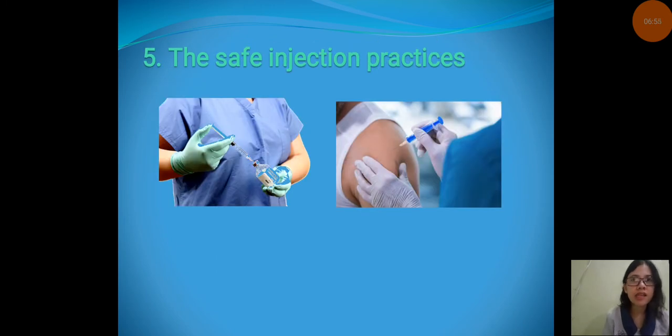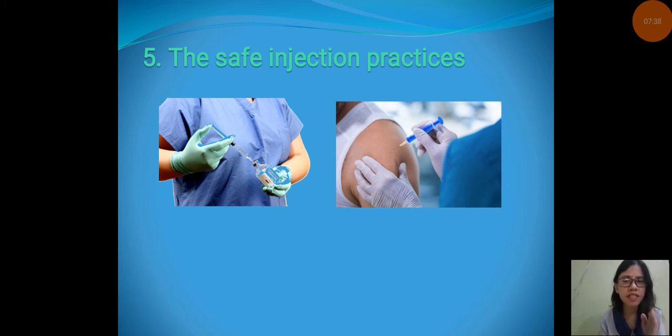Okay, fifth, the safe injection practices. Unsafe injection practices put patients and healthcare providers at risk of infectious and non-infectious adverse events and have been associated with a wide variety of procedures and settings. As defined by the World Health Organization or WHO, a safe injection does not harm the recipient, does not expose the provider to any avoidable risks, and does not result in waste that is dangerous for the community.